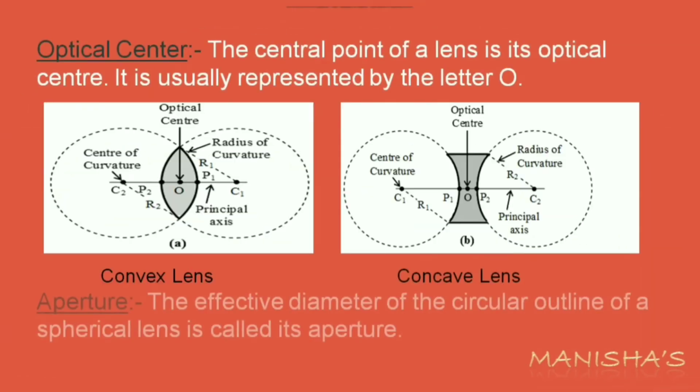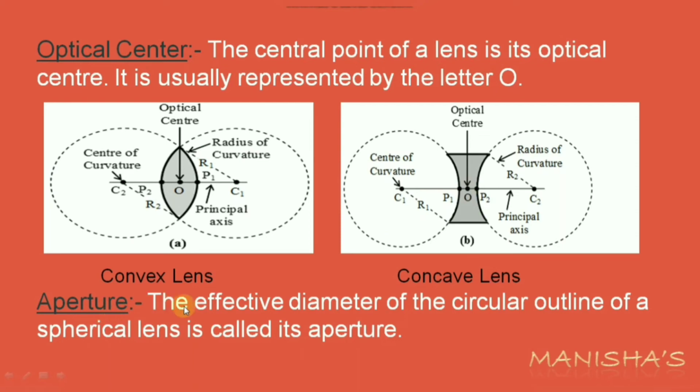Next is the optical center. So the central point of a lens is its optical center and it is usually represented by the letter O, as you can see in this diagram. This one is the optical center for convex lens and this one is the optical center for the concave lens. So optical center, it is the central point of the lens. जो lens का central point होता है, that point is known as the optical center.